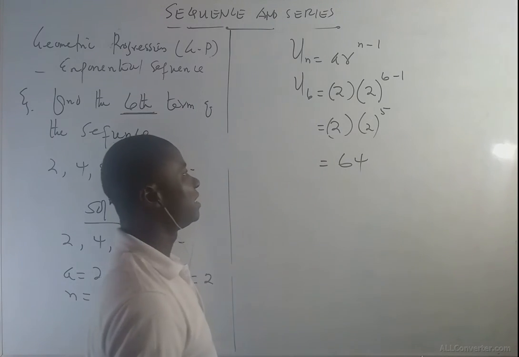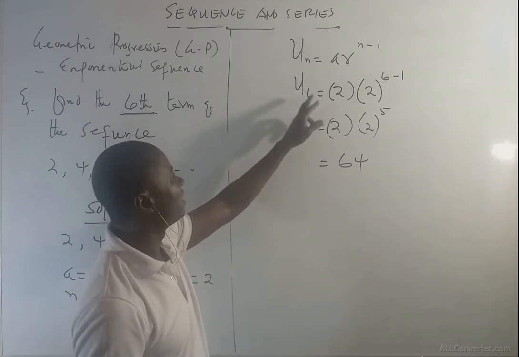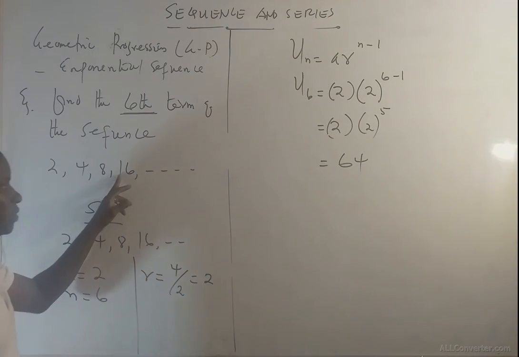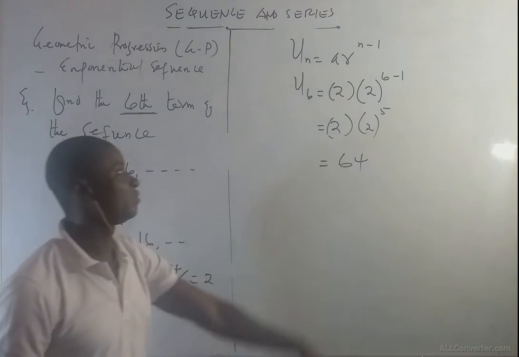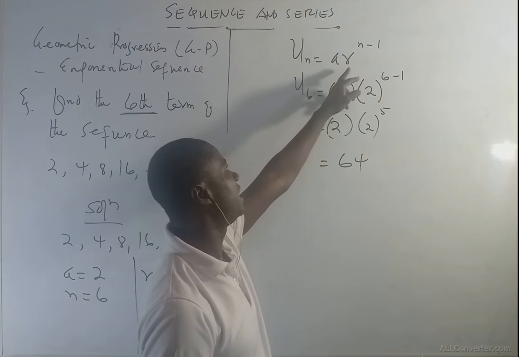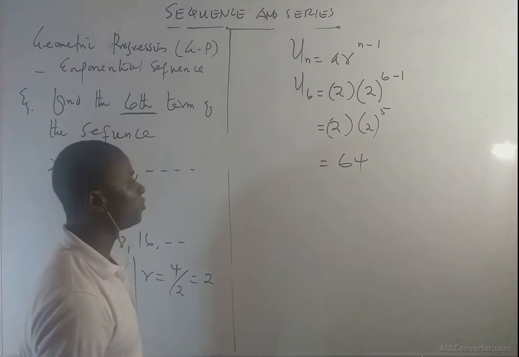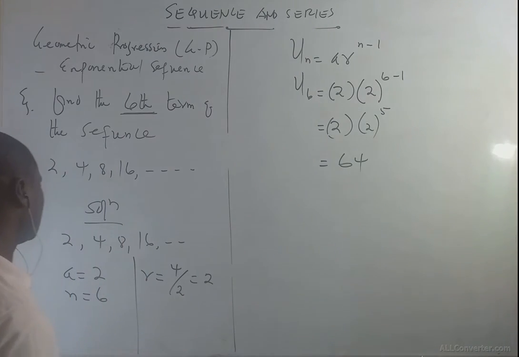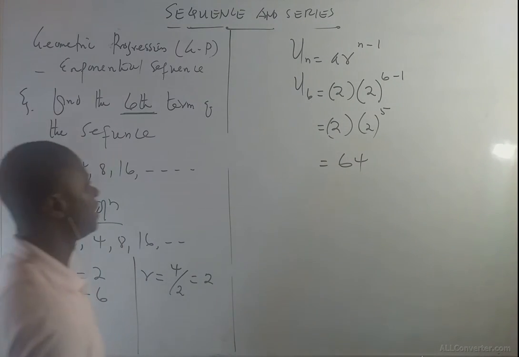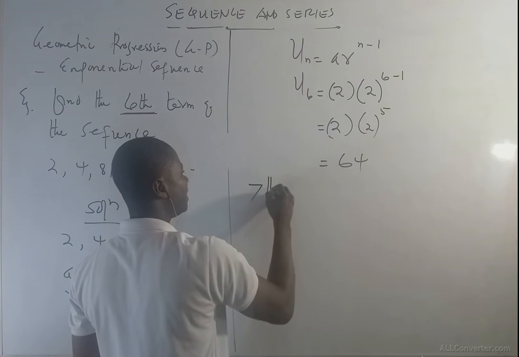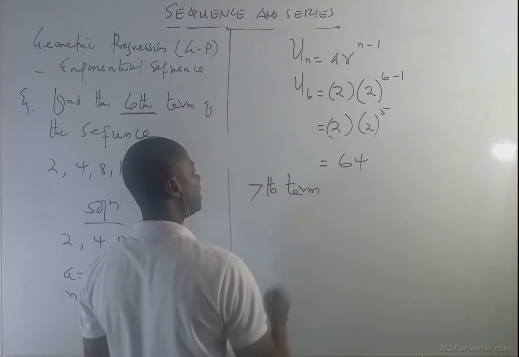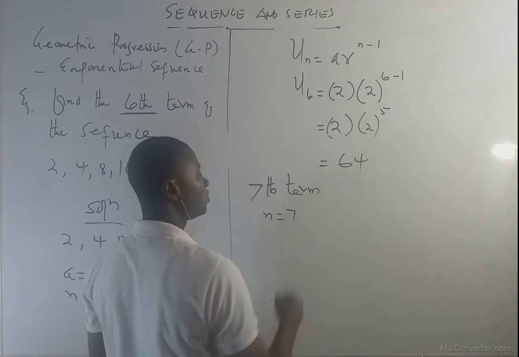So that is how we find the sixth term of this exponential sequence. So that's the application of the formula: un equals ar exponent n minus 1. Now let's assume that we have to find the seventh term. If you are finding the seventh term, it means that your n will be equal to 7.